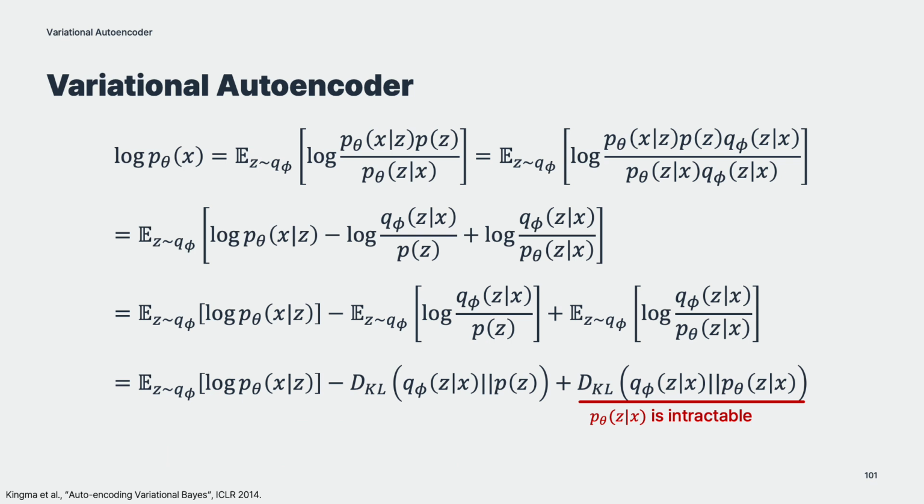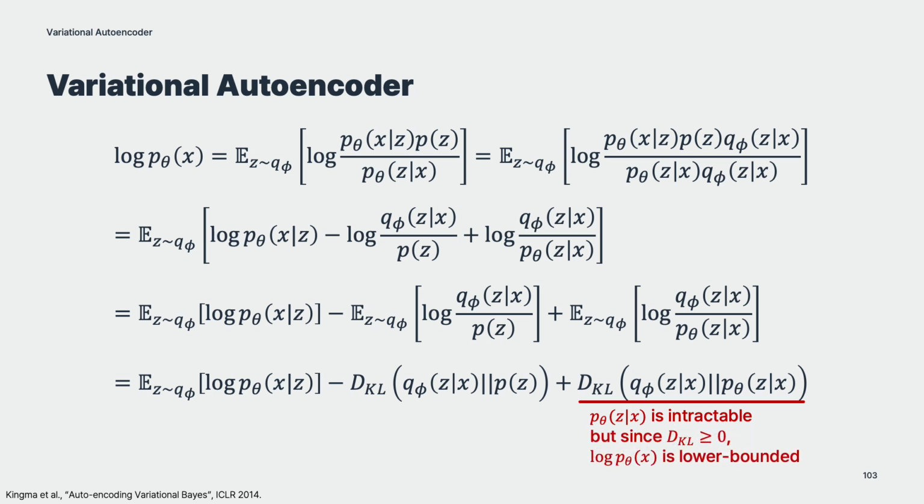The last term is the KL divergence between the approximate posterior Q phi of c given x and the true posterior P of c given x. But we cannot compute this because P of c given x is intractable. As mentioned earlier, P of c given x requires computing P of x, which involves integrating over all z, which is a very difficult problem.